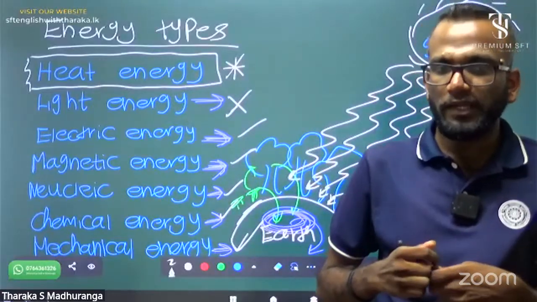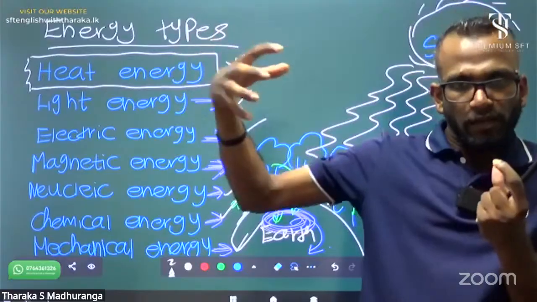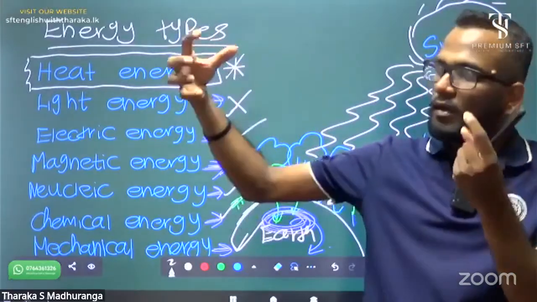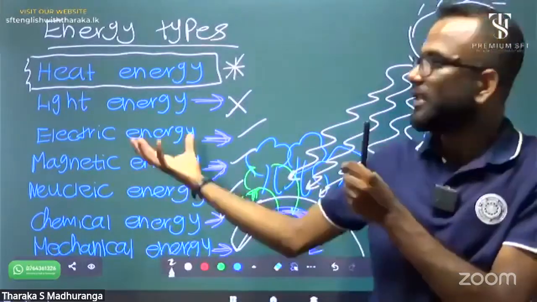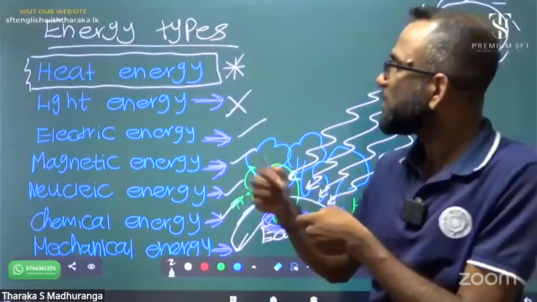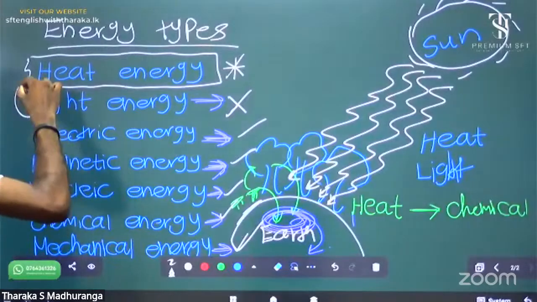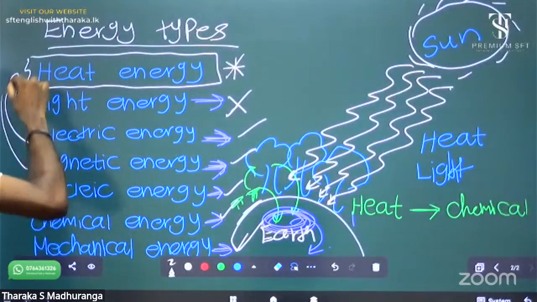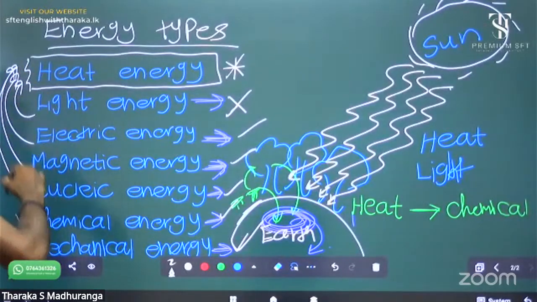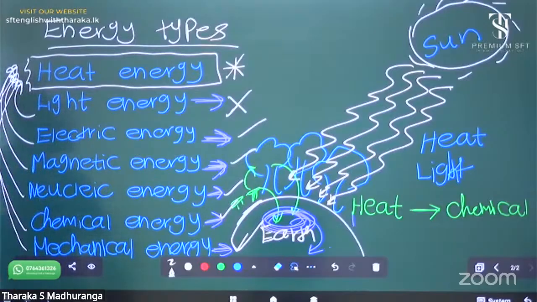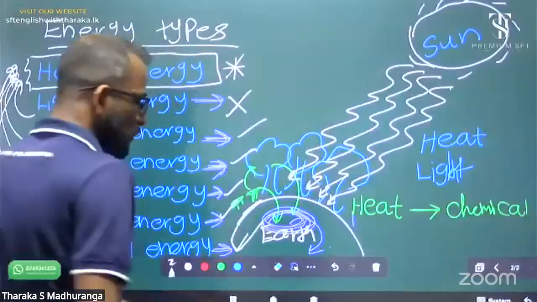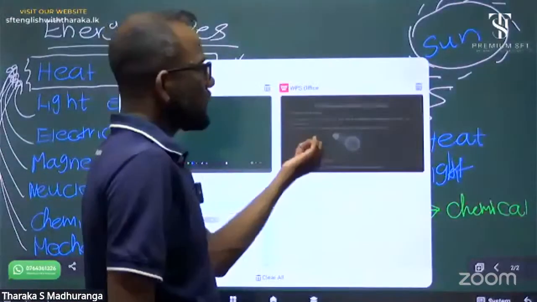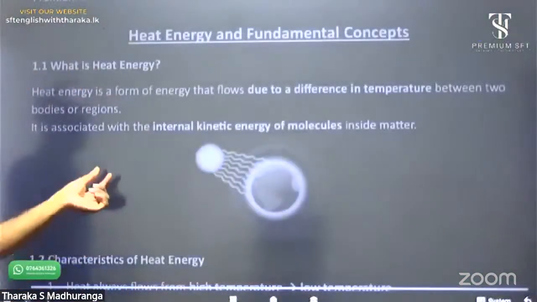The heat energy comes to the earth and converts into different energy types. They are different energy types, but for all of them the starting type is heat. Okay, understand? That's a story. Now we can go to the lesson. That is not the lesson, that's just a story.